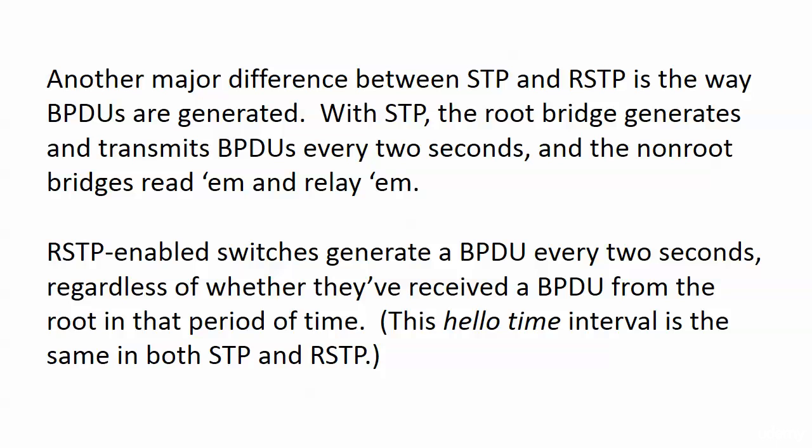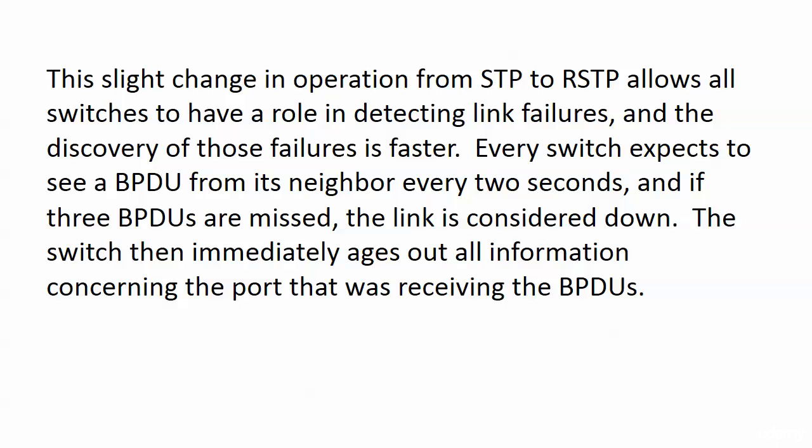Well, with RSTP, it's a little bit different. The switches generate a BPDU every 2 seconds, regardless of whether they have received a BPDU from the root in that period of time. Now, the hello interval and the max age and the forward delay, the timer values are the same by default. And we'll see that on the live equipment here shortly. But again, the RSTP enabled switches are creating their own BPDU regardless of whether they've heard from the root. Now, this is a pretty slight change in operation, but it's an important one because it allows all switches to have a role in detecting link failures, and the discovery of the failures is a little bit faster because every switch is expecting to see a BPDU from its neighbor every 2 seconds.